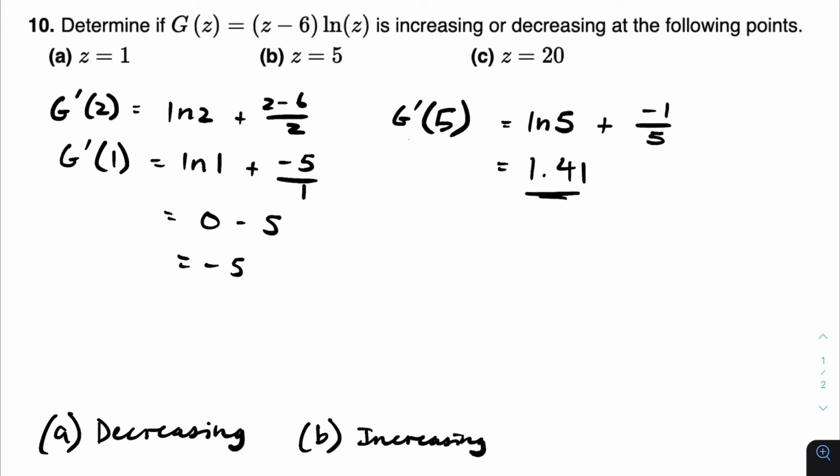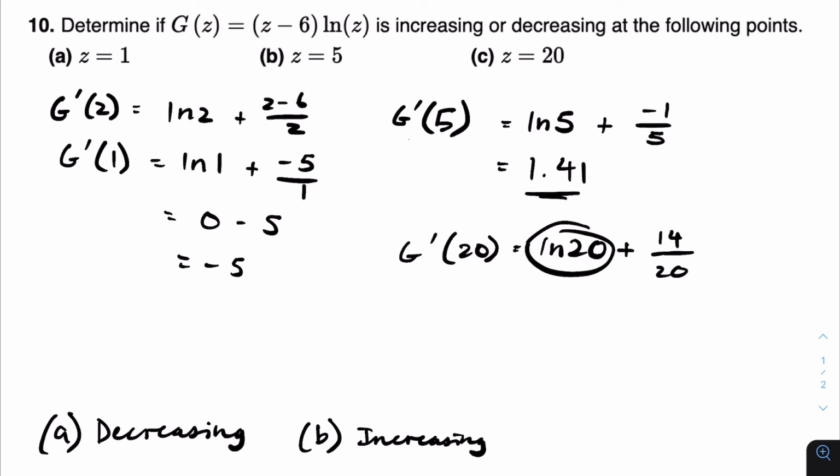And with part C, if we substitute 20 in there, we get ln 20 plus, sorry, not 14 over 5, 14 over 20. In this case this is definitely going to be positive, because ln 20 we know is positive, and 14 over 20 is also positive. So we don't even need to see the specific value. We can just say it's increasing, because the question is asking if it's increasing or decreasing, so we don't need to get into the specifics of it.